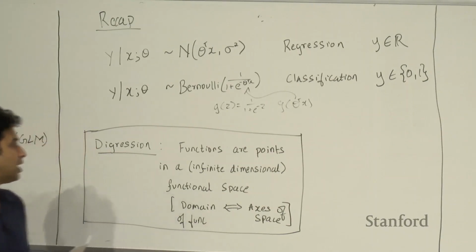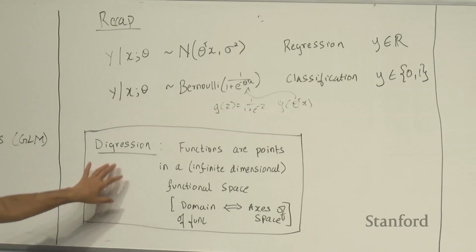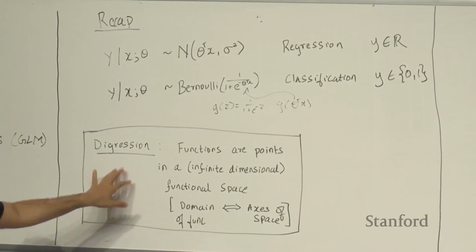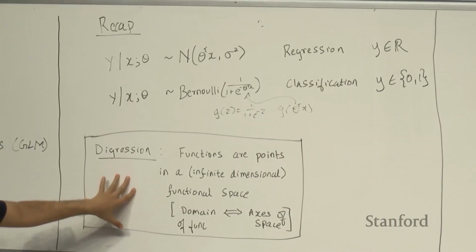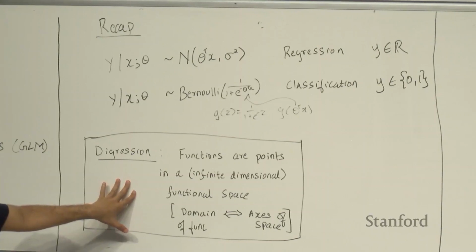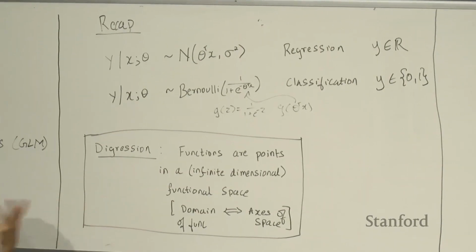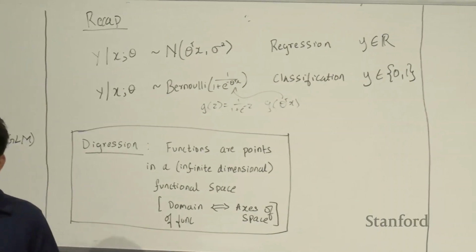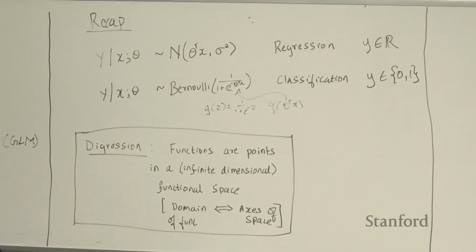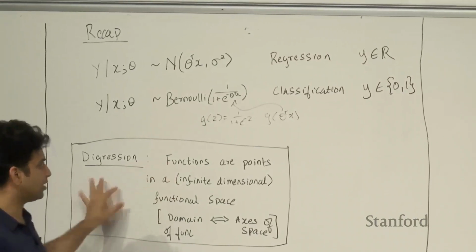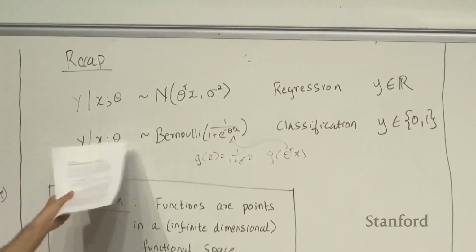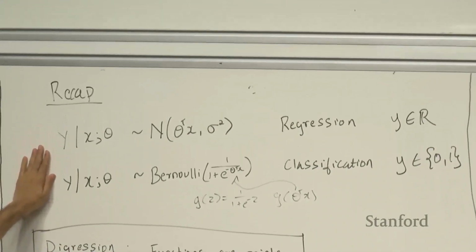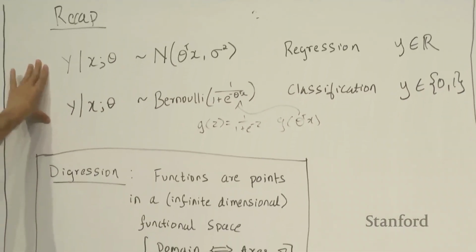And then we had a small aside, mostly a digression in terms of what we're going to cover today, but this is going to be useful next week. Think of functions as points in an infinite dimensional functional space, and you get a one-to-one mapping between the domain of the function and the axes of the functional space. Anyway, this is not relevant for today, but keep this in the back of your mind. So we're going to continue along the lines of the probabilistic interpretations, and we're going to cover generalized linear models.